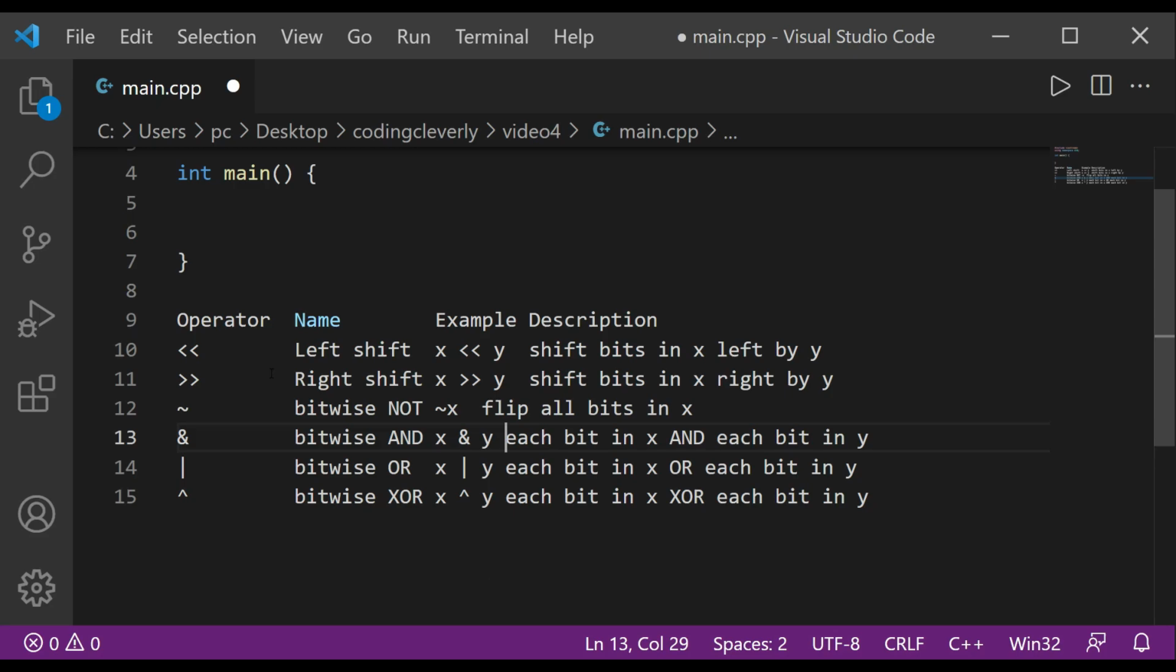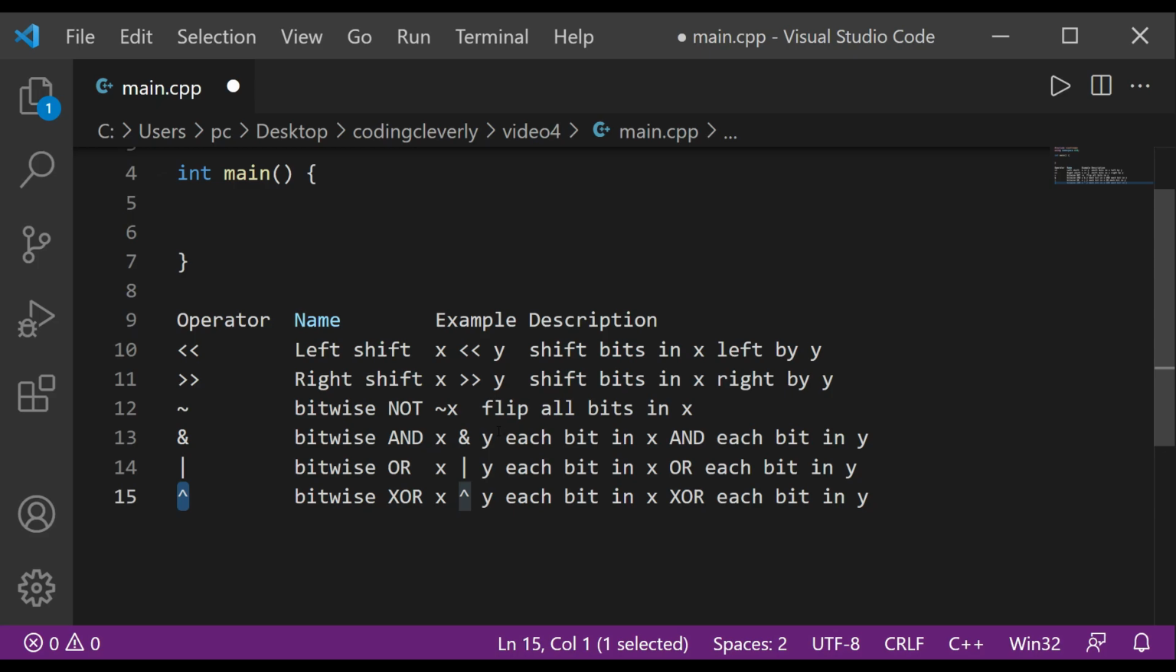Alright, so let's just understand what this is talking about. We have 6 different bitwise operators. The first one is these 2 less than signs. They look like 2 insertion operators. These 2 greater than signs, they look like 2 extraction operators. This tilde, this ampersand, a pipe, and then there's a caret.